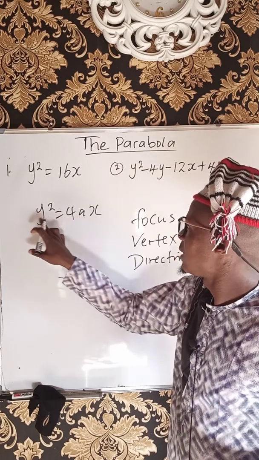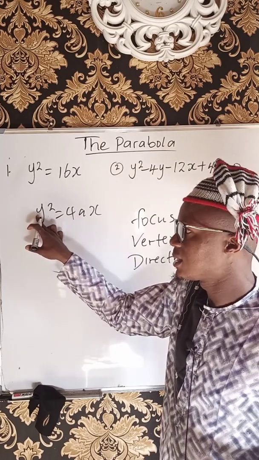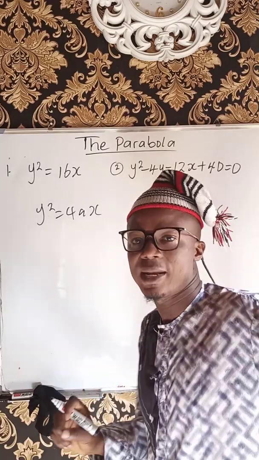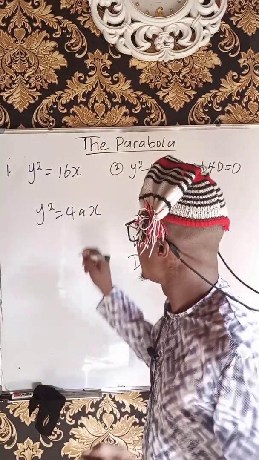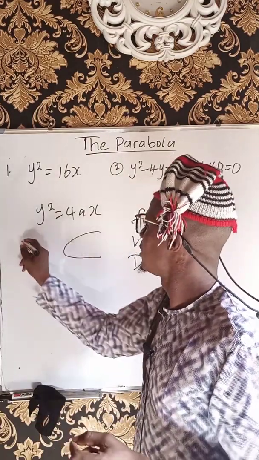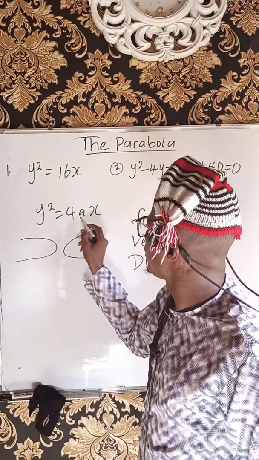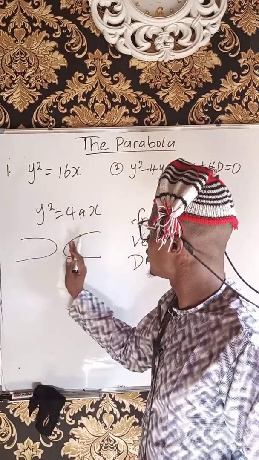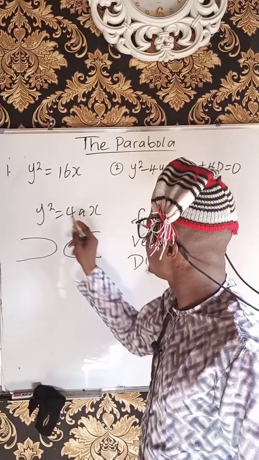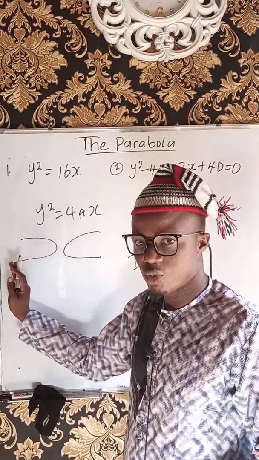Whenever it is like this, with y squared, it means that it will either face the right or the left. That is, the curve will be like this or like this. If this a is positive, it's going to face the right, but if it is a negative value, it's going to face this way.